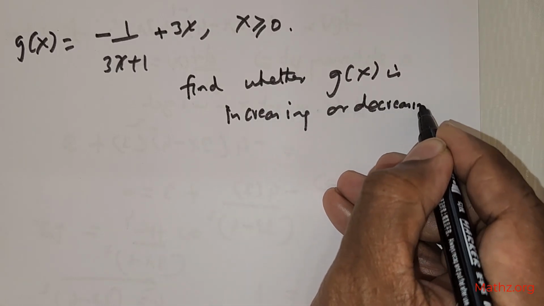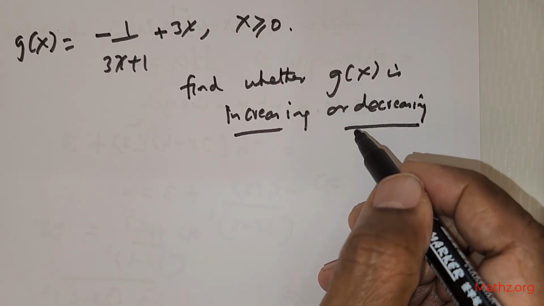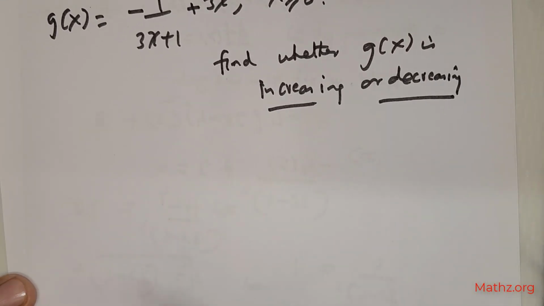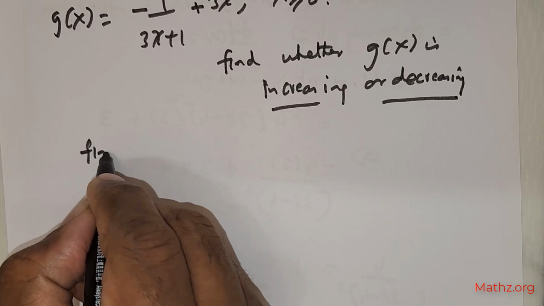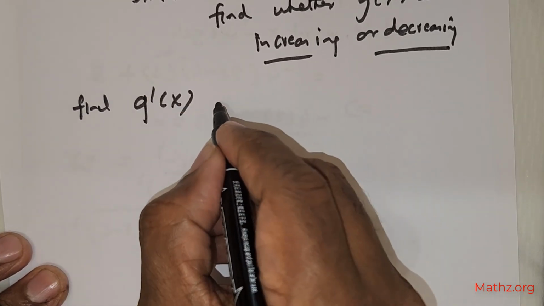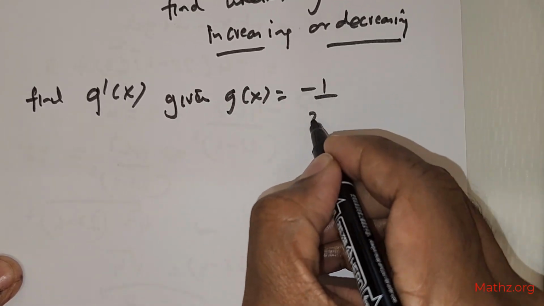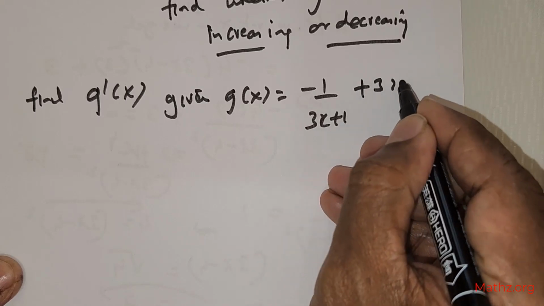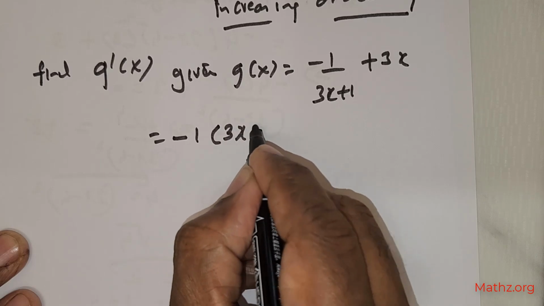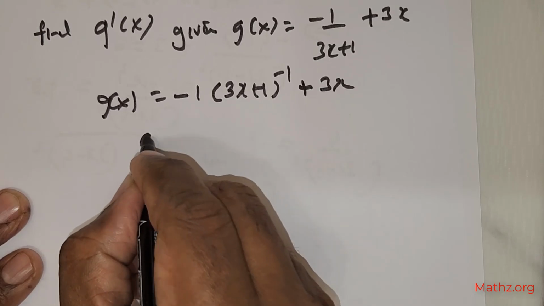Okay, in the previous case we are expected to find if the point is minimum or maximum. In this case we are expected to find if the function is decreasing or increasing. So for that we find g dash of x. So given g of x is equal to negative 1 over (3x plus 1), plus 3x. I'm going to rewrite this as negative 1 times (3x plus 1) raised to the power of negative 1, plus 3x. So this is g of x.